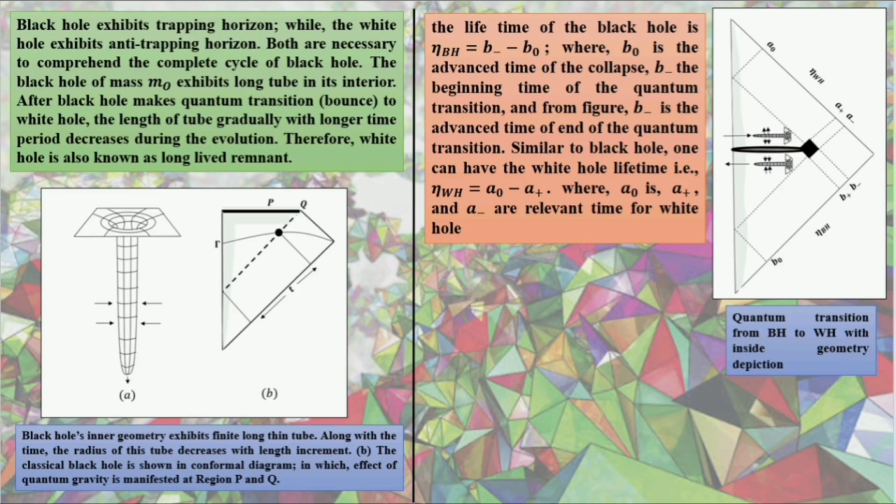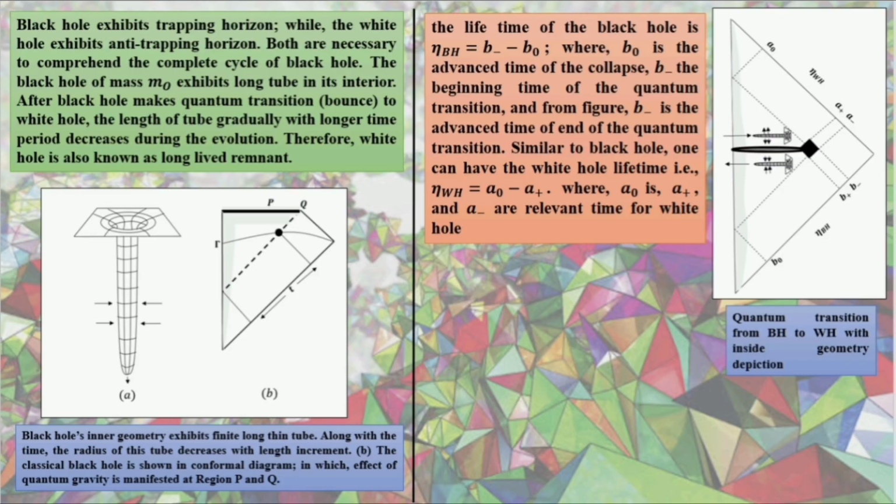The lifetime of the black hole is given as eta bh is equal to v minus v0, where v0 is the advanced time of the collapse and v minus is the beginning time of the quantum transition. From the figure, v plus is the advanced time of the end of the quantum transition. Similar to the black hole, one can have the white hole lifetime, that is eta wh is equal to u0 minus u plus. In this diagram, I have shown the quantum transition from black hole to white hole with the inside geometry depicted. This is a kind of Penrose diagram where I have shown the quantum transition from black hole to white hole.